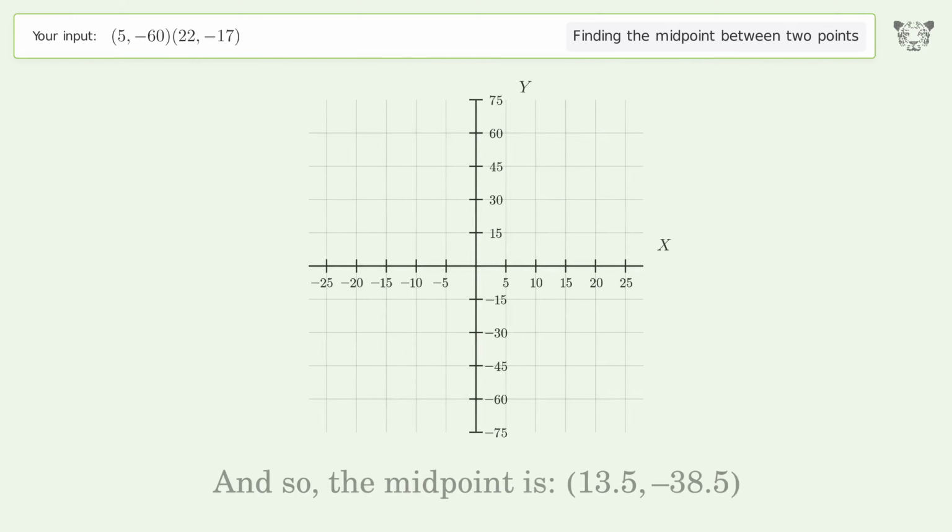And so, the midpoint is 13.5, negative 38.5.